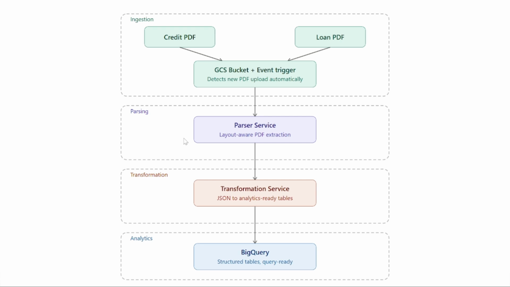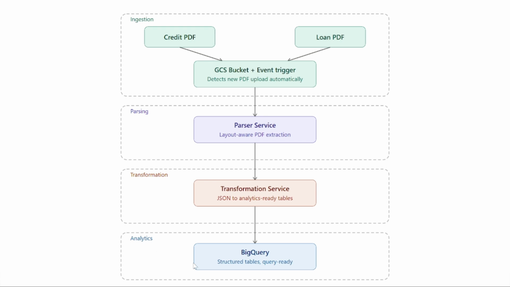Think of it like going from a visual document to a machine readable format. Now that JSON flows to the transformation stage. Here we take that single JSON output and break it into clean, normalized tables. So a credit report does not just become one big JSON blob. It becomes a separate table for the consumer details, accounts, inquiries, payment history, and so on, each with the proper data types. And finally, that data lands in BigQuery, our analytics layer.